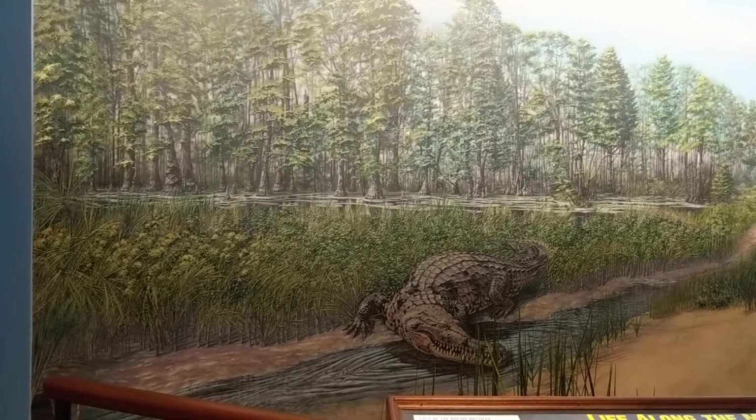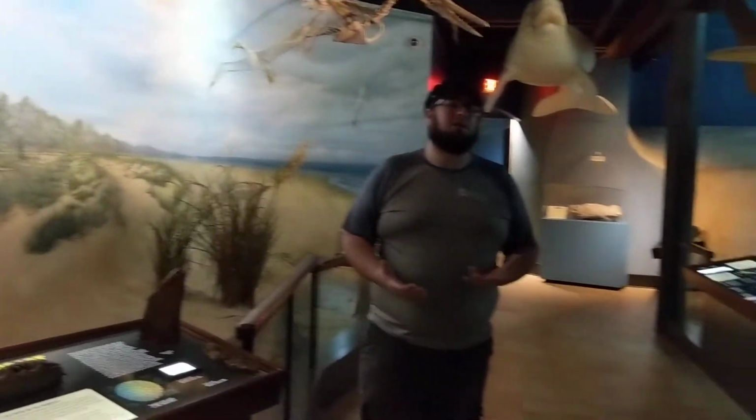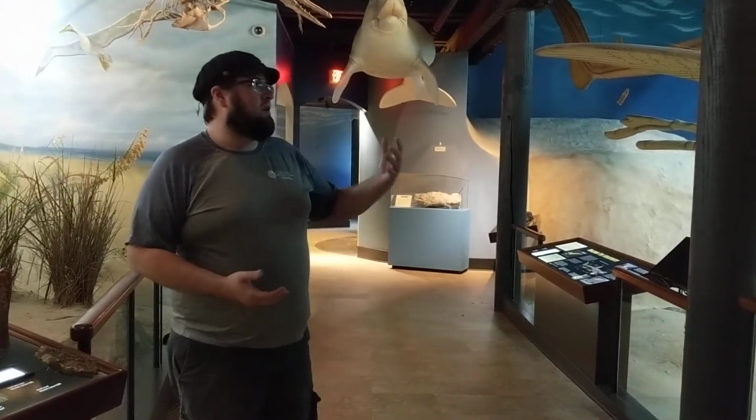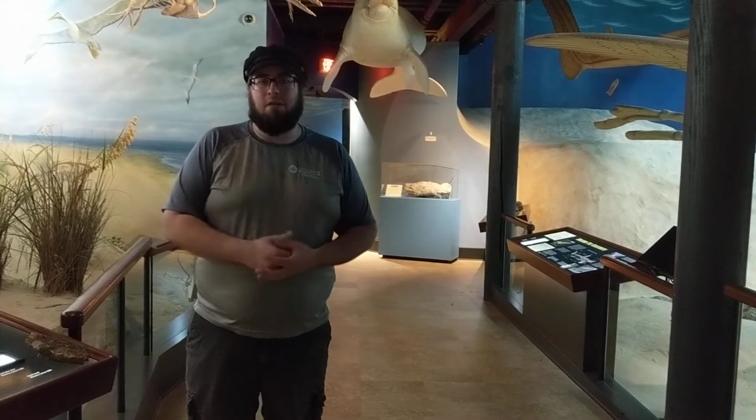So that's what paleontologists think caused the extinction of the Megalodon, a massive shift and change in climate and habitat that also caused its food sources to kind of dwindle out and disappear, or move out if they were able to move.